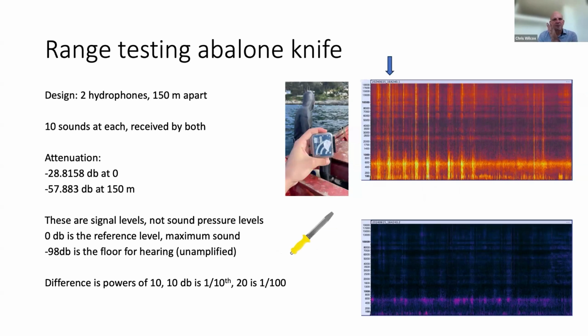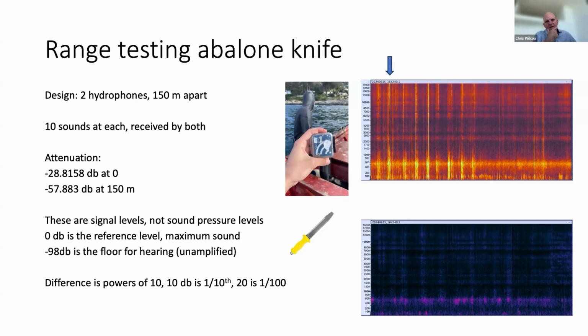We put out some hydrophones to do a trial on this, and we made sounds. So we put two hydrophones out 150 meters apart. We made spear gun and abalone knife sounds at 1. So we know what the reference level is at distance 0. And then we wanted to understand what it's like 150 meters away. And what we're trying to do is understand if we can capture these fishing activity sounds and what our range is going to be. So we had about a 50% attenuation measured in decibels at 150 meters for the abalone knife.